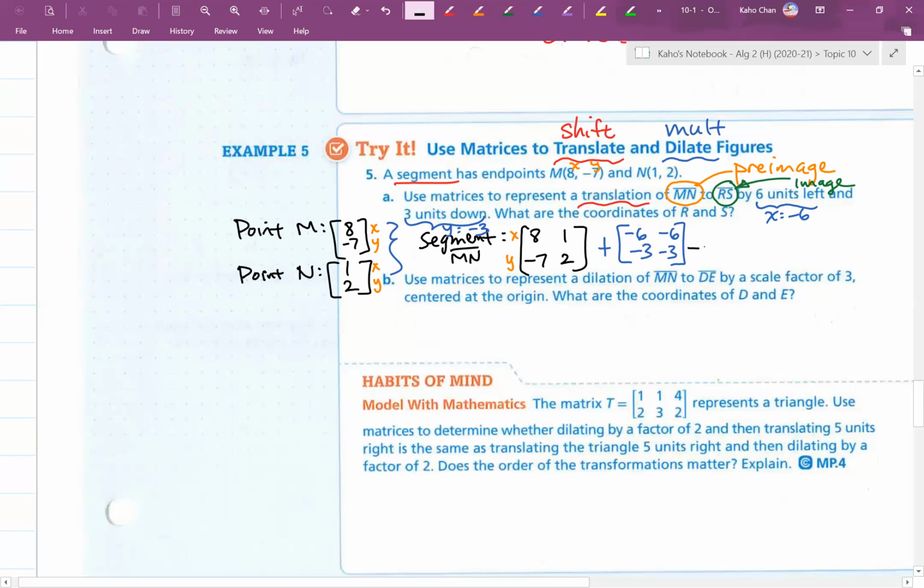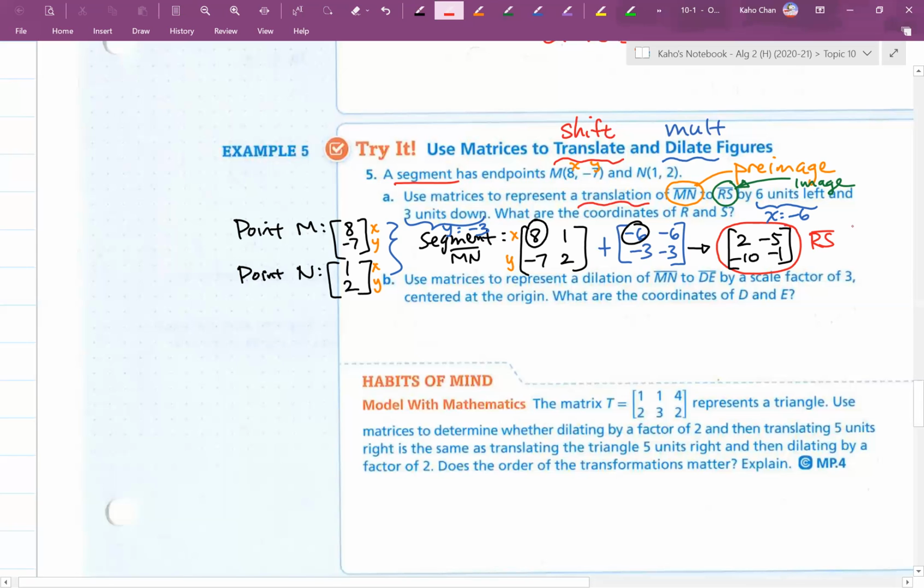And then when you combine that together, you get your final segment RS, represented by this, right? 8 plus -6 in the first row, first column is 2, 1 plus -6, so -7 minus 3, and 2 plus -3. Bam, there's your final segment RS. Okay, that's it. It's just doing something you've done before in geometry, but in a matrix. And it's kind of cool because it's kind of like a programming command.